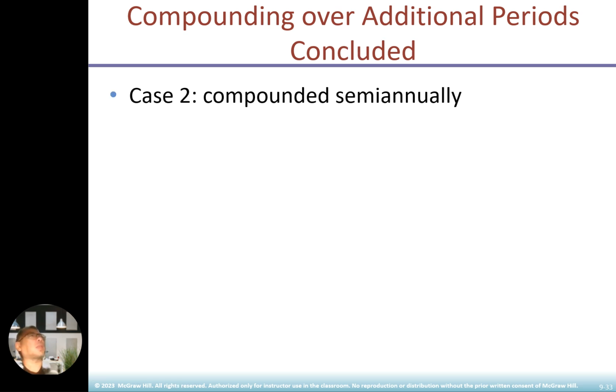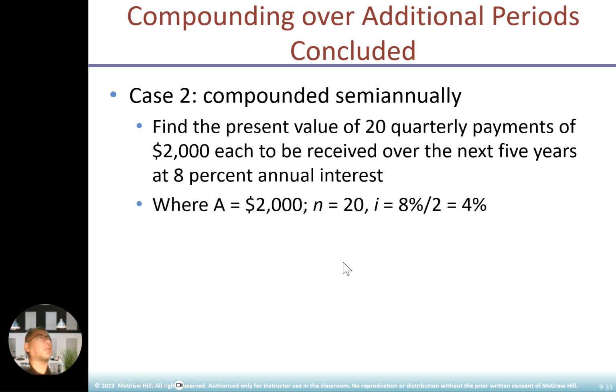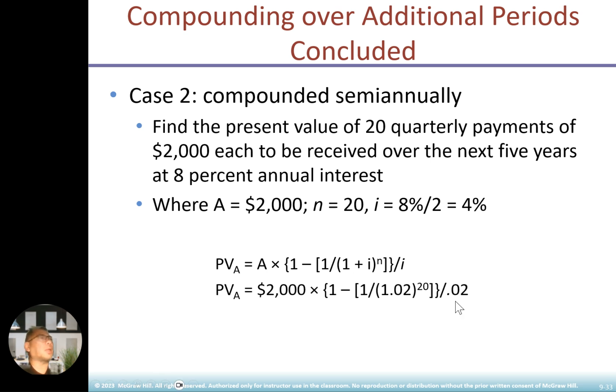Okay? Then case 2, compounded semi-annually. Find the present value of 20 quarterly payments of 2,000 each to be received over the next 5 years at 8% annual interest. A equals 2,000, N equals 20, I equals 8% divided by 2, equals 4%. This is the formula here. You plug in the numbers and you get 32,702.87. You just plug in the numbers based on the formula given to you.